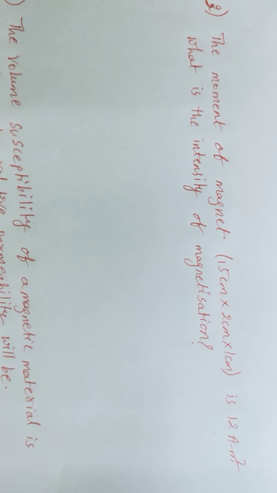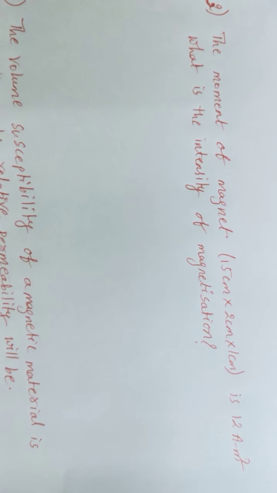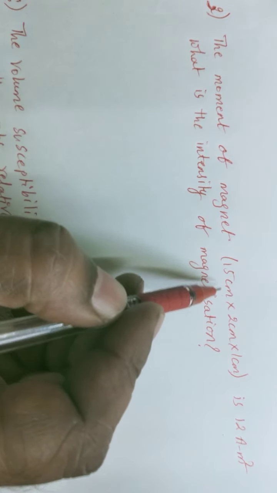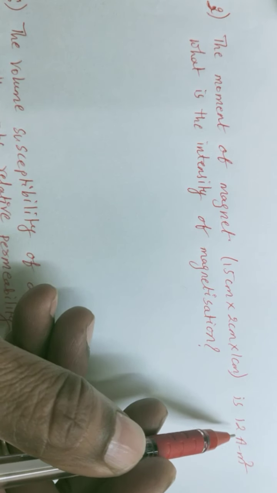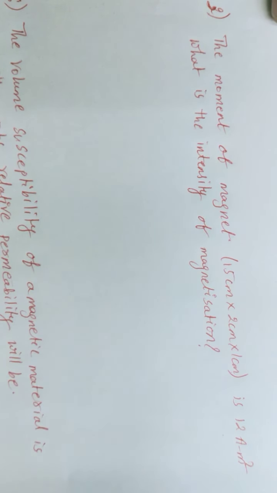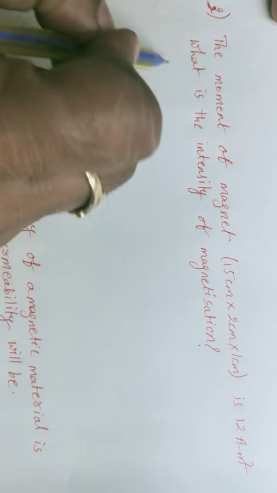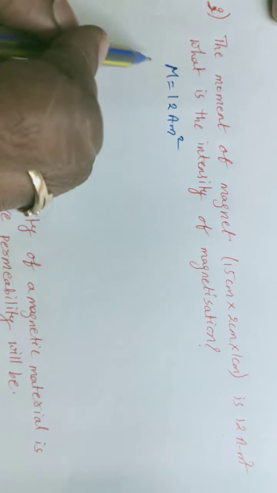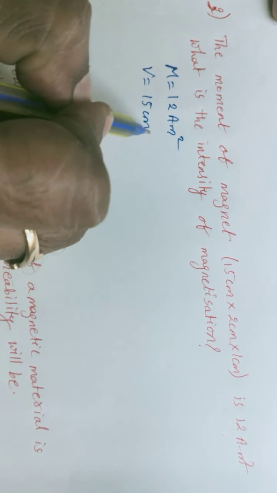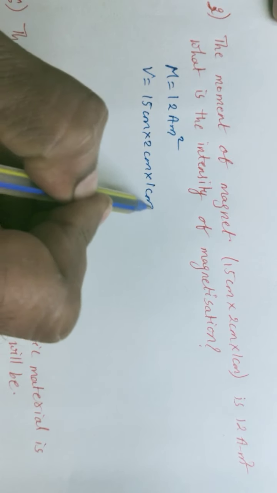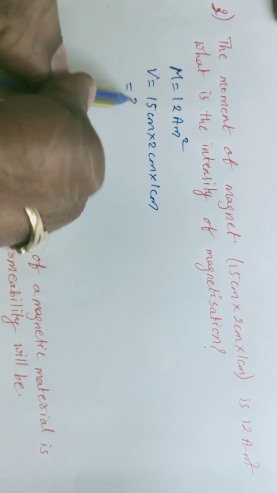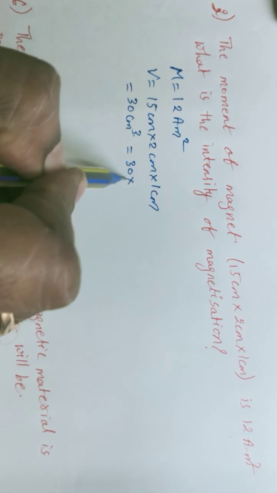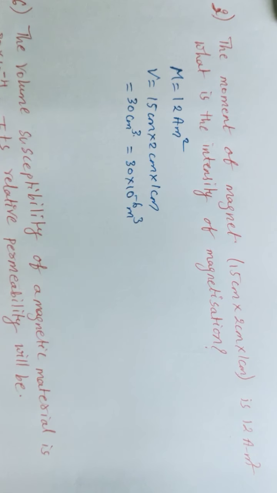One more problem here, the third problem in our prescribed material. The moment of a magnet of size 15 centimeter into 2 centimeter into 1 centimeter is 12 ampere meter square. So the magnetic moment M is 12 ampere meter square. The volume is 15 into 2 into 1, which is 30 centimeter cube, so finally 30 into 10 power minus 6 meter cube.